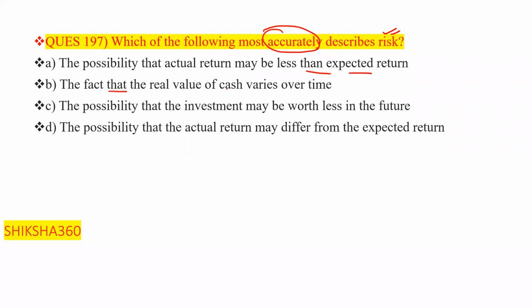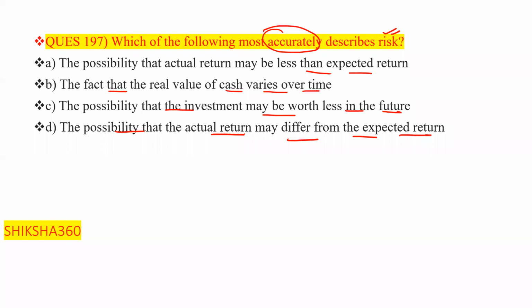Second, the fact that the real value of cash varies over time. Third, the possibility that the investment may be worth less in the future. Fourth, the possibility that the actual return may differ from the expected return. So what is the correct answer of this question?